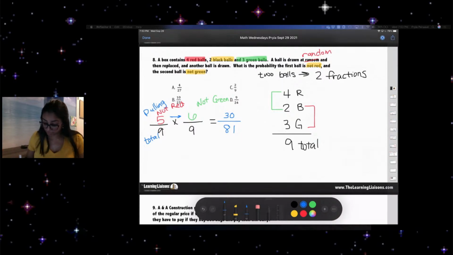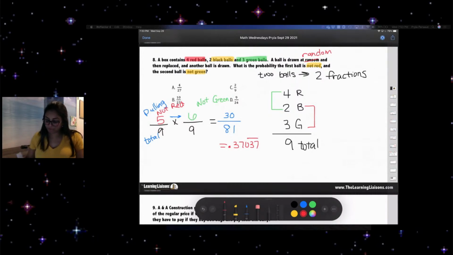So let's figure out what is an answer choice. Let's go ahead and put it in decimal form, not fraction form, guys. I apologize. So let's put it in decimal form and figure out what's going on. 30 divided by 81 gives me a lovely decimal of 0.37037. So it's going to be repeating.